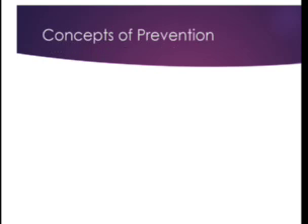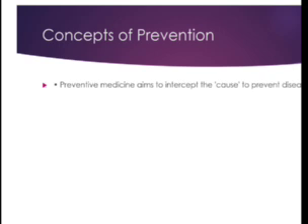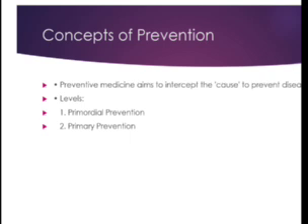Now comes the concepts of prevention. Once we know about the disease, then we start thinking about the concepts of prevention. Preventive medicine aims to intercept the cause to prevent a disease. So, what are the levels? There are 4 levels of prevention. In fact, there are 5. The newest concept, I'll tell you later. First is primordial prevention. Second is primary prevention. Third is secondary prevention. Fourth is tertiary prevention. There is one more which I have not mentioned here. The fifth one is quaternary prevention.